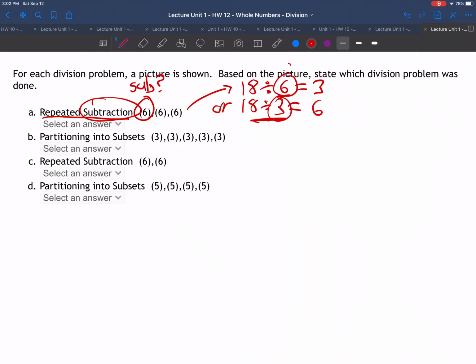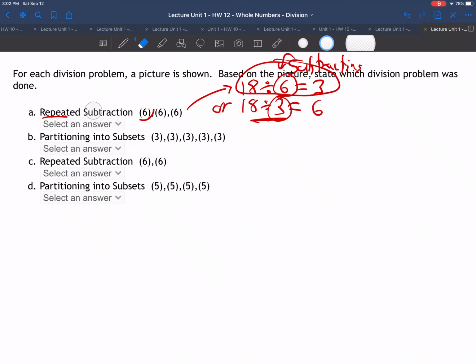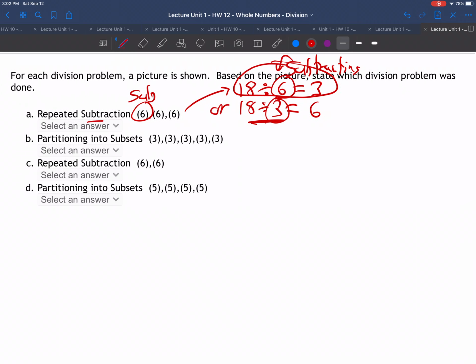Right? So you're repeatedly subtracting 6 every time. So it's showing the division problem 18 divided by 6. Because you're repeatedly subtracting, the second number is what you're subtracting each time, the 6. So you just focus and you ask yourself, the number they're giving me, am I subtracting that number? I am subtracting, because they said subtracting. You're subtracting that number every time. So that means it's 18 divided by 6.